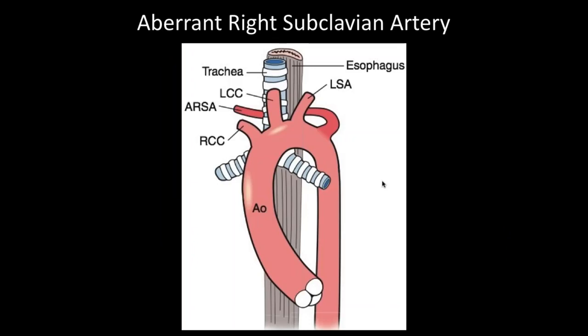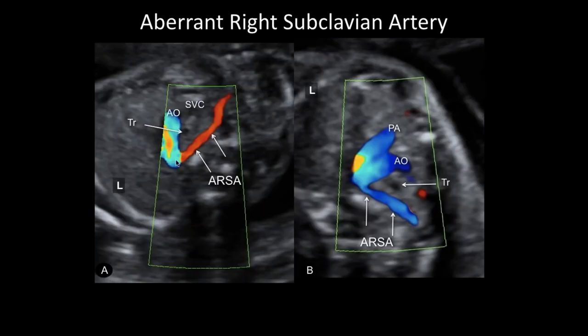Finally, I'm going to talk briefly about the aberrant right subclavian artery, because this is diagnosed at the level of the three-vessel trachea view. The aberrant right subclavian artery is a vessel that comes from the aorta, curves behind the trachea and the esophagus to the right side, to the right upper extremity. To see it, you need to reduce your velocity scale substantially, because we're looking at low velocity flow. And you would see that vessel coursing behind the trachea to the opposite extremity, as you see right here.